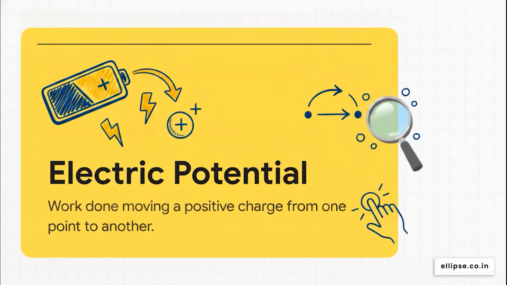Formally, we call this push electric potential difference, or voltage. It's defined as the work done in moving a positive charge from one point to another. The formula is V equals W over Q. So, voltage equals work divided by charge. We measure this in volts, which, and definitely pay attention to this for your numerical questions, is quite literally just joules of work per coulomb of charge.